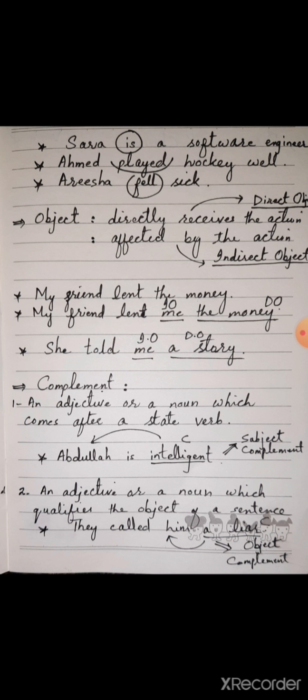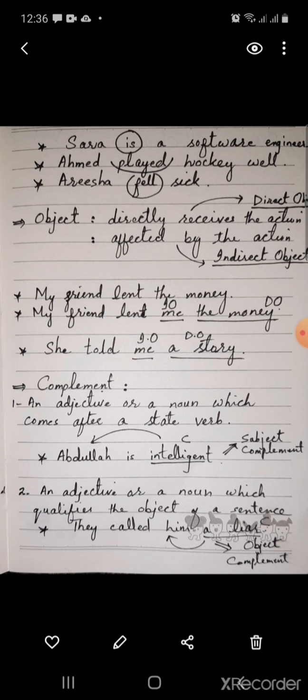So, what is an object? An object is actually a thing, a word, or anything which receives some action. If this thing directly receives the action, it is the direct object, and if it is only affected by the action, then it is an indirect object. For example, the first sentence, my friend lent the money. So what did my friend do? He or she lent the money.